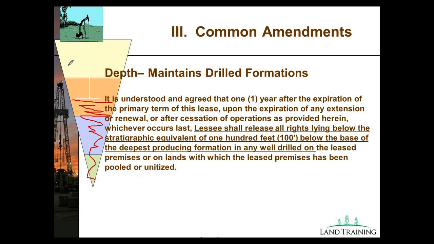So, you drill to a certain depth, you have all these opportunities to get a renewal, maintain operations, but whatever occurs last, we're going to go 100 feet below that, and you have to release everything. So that's called a depth Pugh clause. Surface Pugh clause and a depth Pugh clause. These are very common. Like I said, Oklahoma has a statutory Pugh clause, so even if you don't include this as an amendment, it's deemed to be in there by virtue of the statute. I think it's just for surface, though. I don't think it's for depth, but I may be wrong about that.